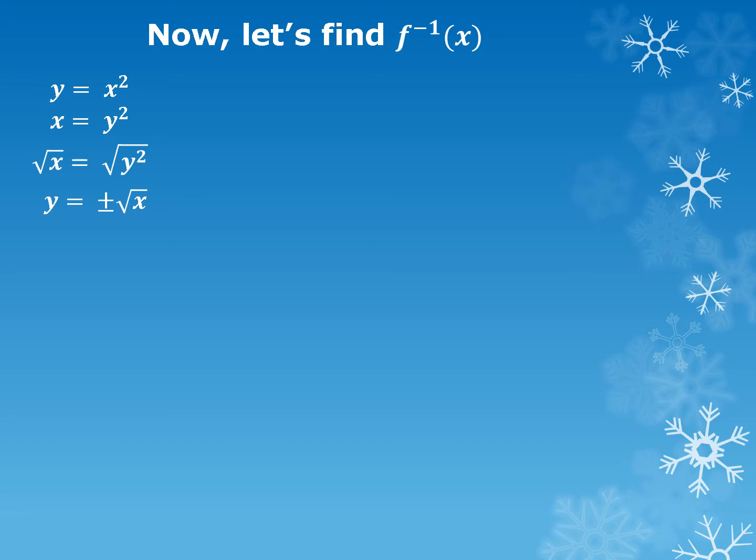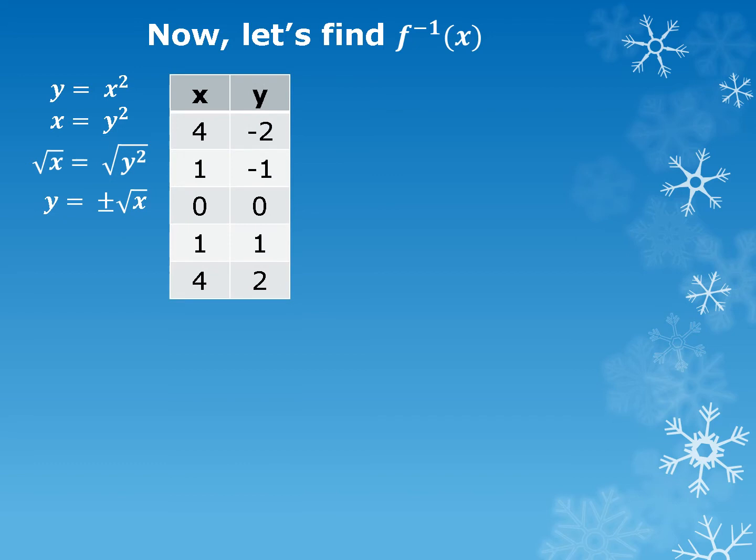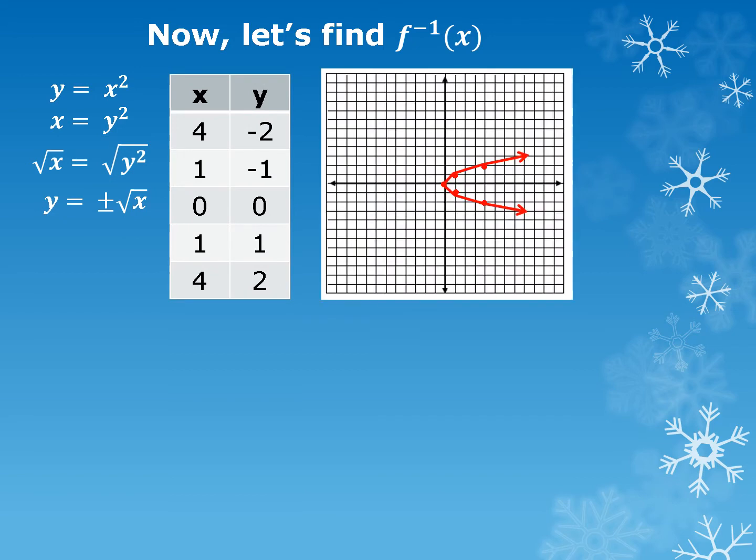Now when we're looking at a table, remember to find the inverse, all you have to do is switch the x's and the y's. Now let's see what that looks like graphically. It looks like a parabola that went from opening up to doing a 90-degree rotation, and now it's opening to the right.